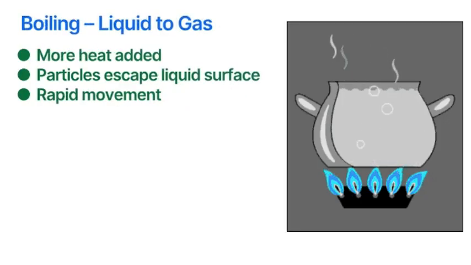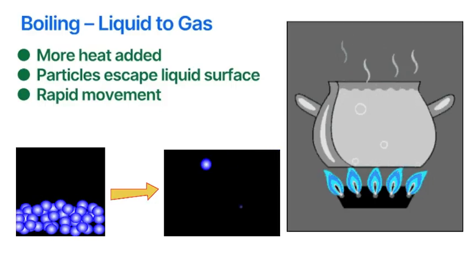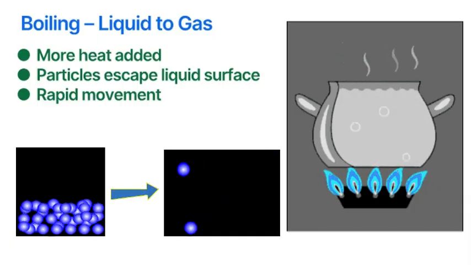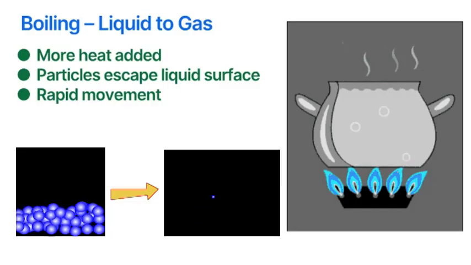Boiling. Boiling is the process where a liquid turns into gas throughout the entire liquid, not just the surface. As more heat is added, particles in the liquid absorb energy and move faster. When the particles have enough energy to overcome the forces holding them together, they escape into the air as gas. This causes bubbles to form and rise to the surface. Boiling occurs at a specific temperature known as the boiling point.